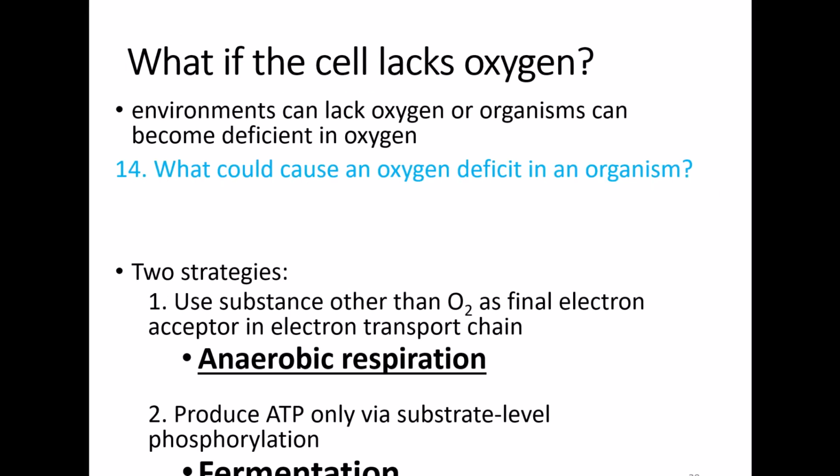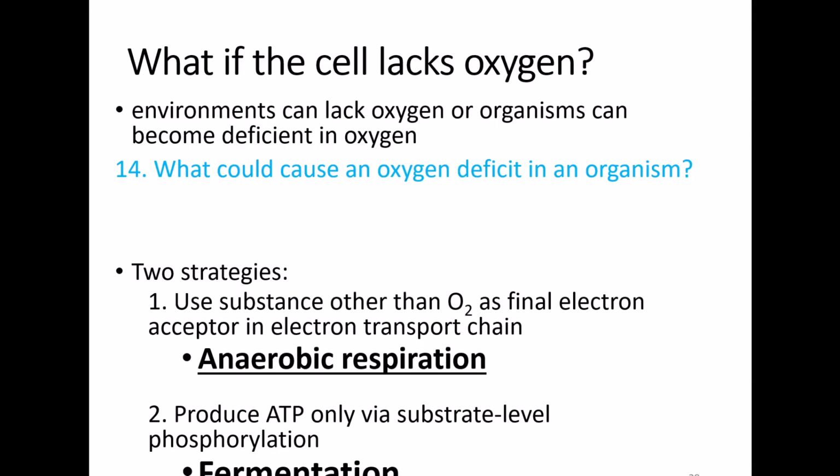So what if the cell doesn't have oxygen available to it? It could either be in a low oxygen environment, or it could be a part of the organism that's deficient in oxygen. So what could cause an oxygen deficit in an organism? If you were sprinting and your muscles were working as hard as they could, using up the oxygen to make ATP, then you could have an area that was oxygen poor in your body, even though you're breathing and you're alive and doing well. You've just used up all of the oxygen locally available.